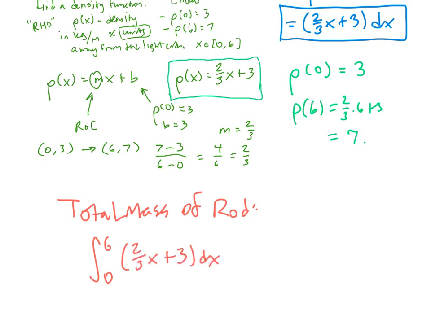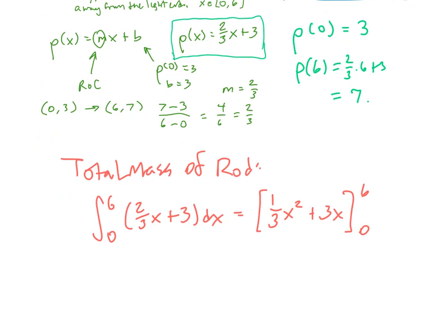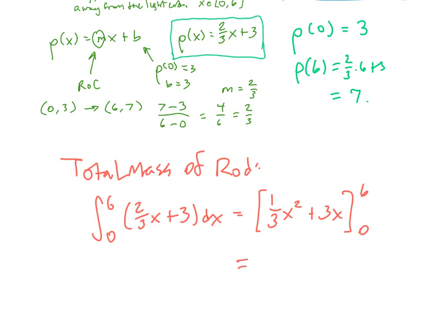And I think that's going to come out to, let's see, that looks like 1/3 x squared plus 3x evaluated at 6 and 0. Thankfully, when I evaluate at 0, that comes out to 0, so I don't need to worry about that anymore. I think that's going to give me 1/3 times 6 squared plus 3 times 6. And I think you should check my math on this, but I think that first term is 12. That's 1/3 of 36 is 12. And then 3 times 6 is 18. So I should come up with 30.